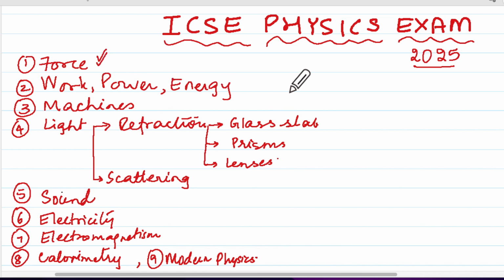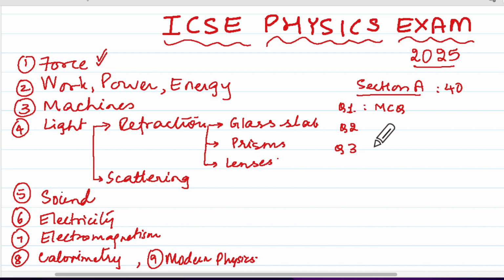There is no hard and fast rule about the kind of questions that will be asked. Everybody knows that in your section 1, that is your section A, there will be 40 marks. In that, you have the first question. Question 1 is going to be your MCQ, and then we have question 2 and question 3. They will be divided into subparts, and some of them will be like 2 mark questions each.